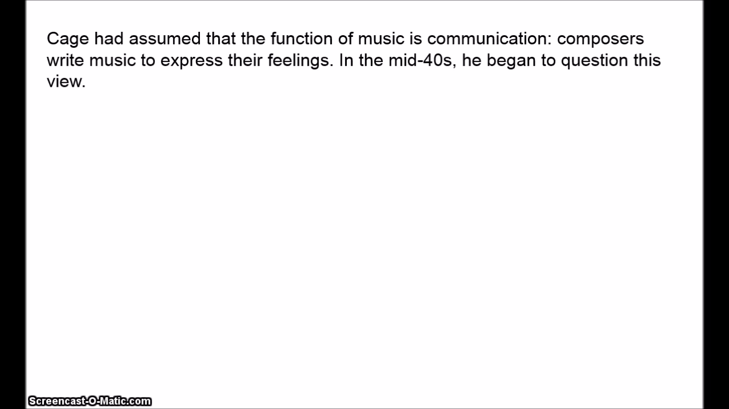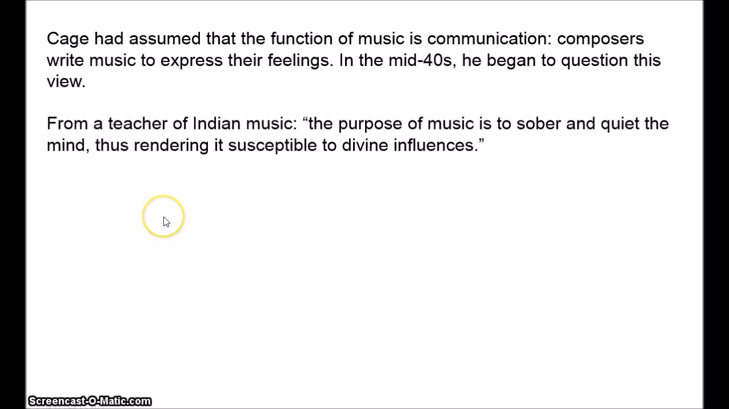Well, in the mid-40s, Cage met an Indian musician called Geeta Sarabhai, and they agreed to teach each other music. He would teach her Western music, she would teach him Indian music. Now, Sarabhai's teacher had a motto which she told to Cage, and it had an enormous influence on him. The motto is, "The purpose of music is to sober and quiet the mind, thus rendering it susceptible to divine influences." So what does this mean?